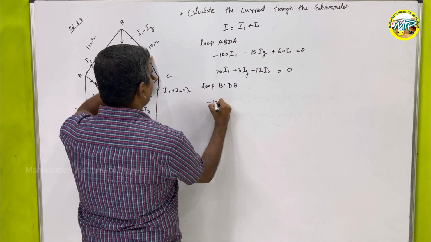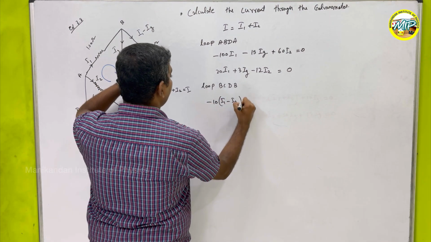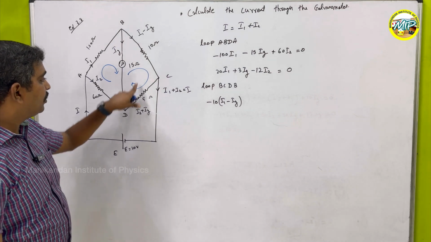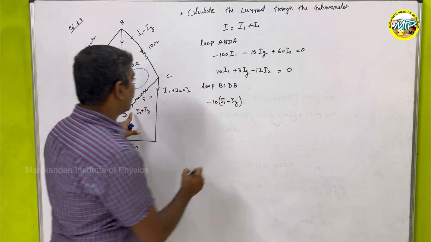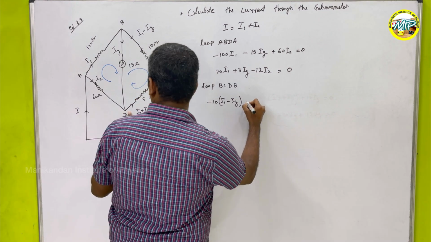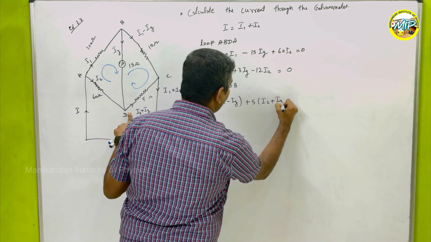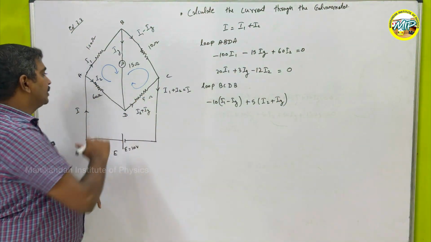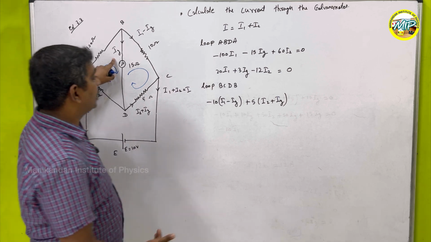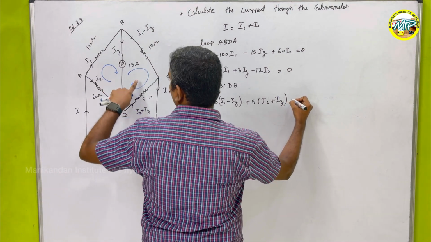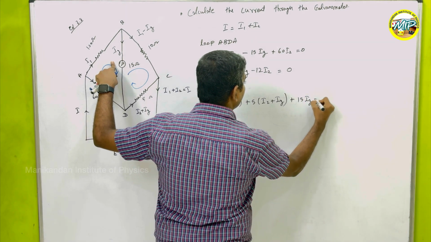be minus 10 into I1 minus Ig. So here my current is exactly the opposite direction, then the potential across this 5 ohm resistor I can simply write plus 5 into I2 plus Ig. So I into R. Okay. So next the potential across this galvanometer, I can simply write, this is exactly the opposite direction, plus 15 into Ig equal to 0.